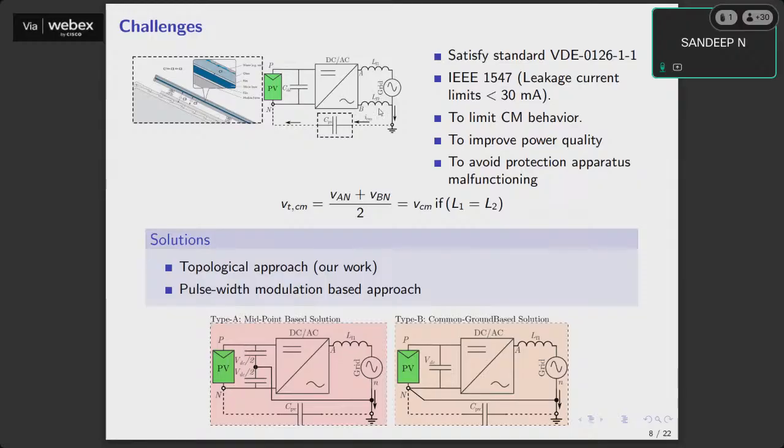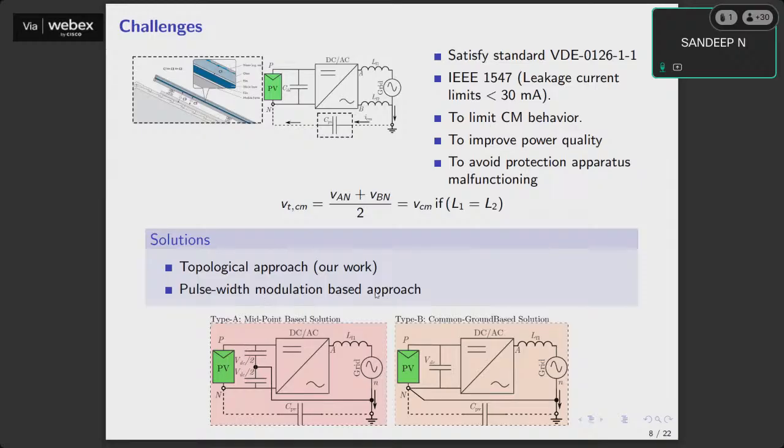Okay. Anyway, just by having these inductors, we will not be able to completely attenuate the common mode current. So what are the solutions for this? There are two ways to approach this problem. One is the topological approach, which we work on, and the other is the PWM based approach.